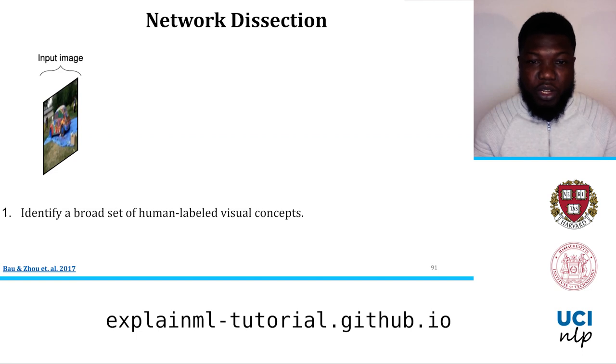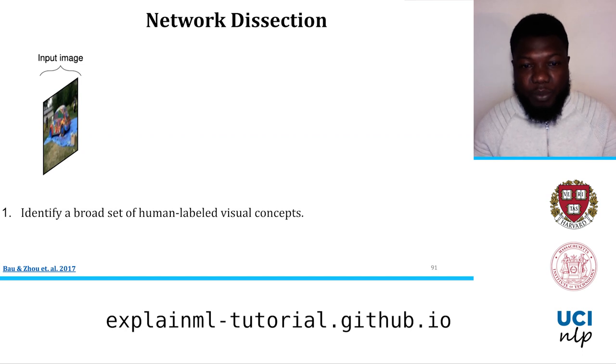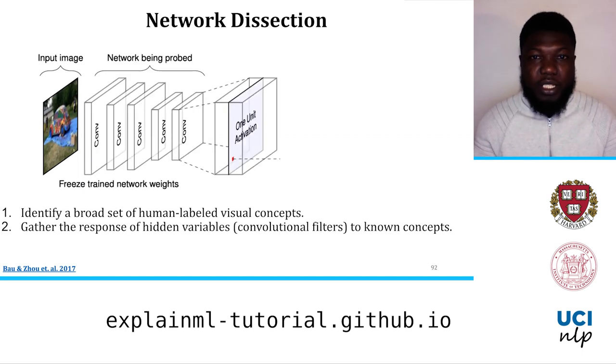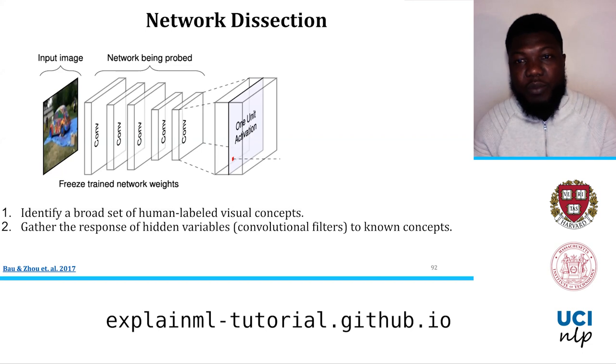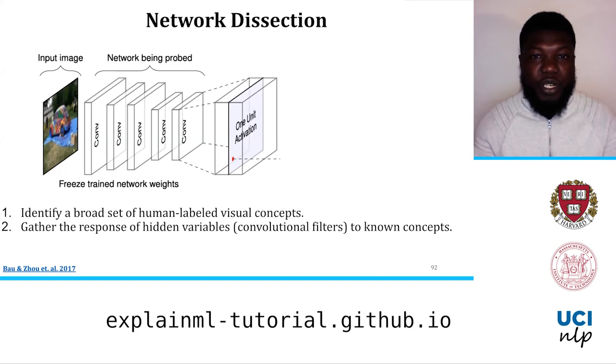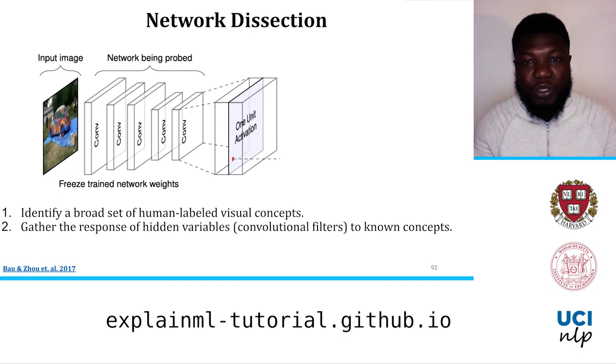So let's say you're interested in the concepts tree or wheel. You collect images of wheels and trees, and then you also collect segmentation maps that indicate where each concept is based in each image. And then in the second stage, you feed these images that contain your concepts of interest into the network and collect activations from different filters on the network for these different images.